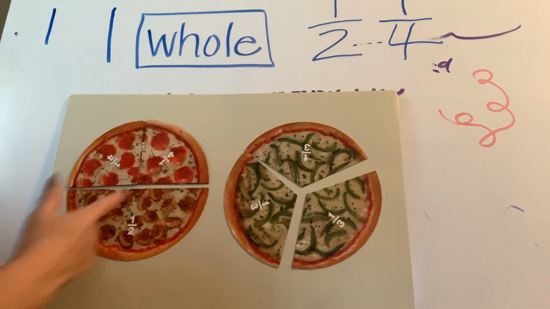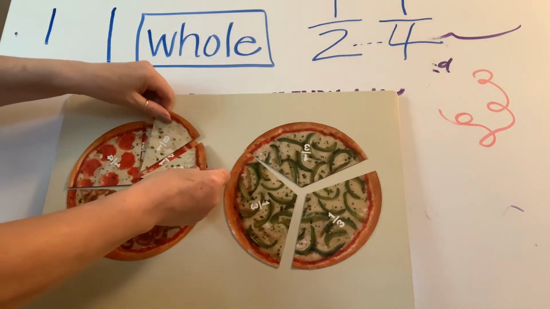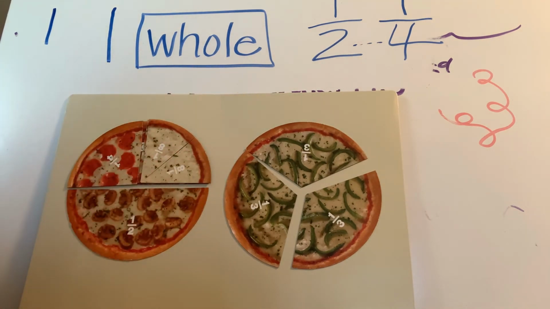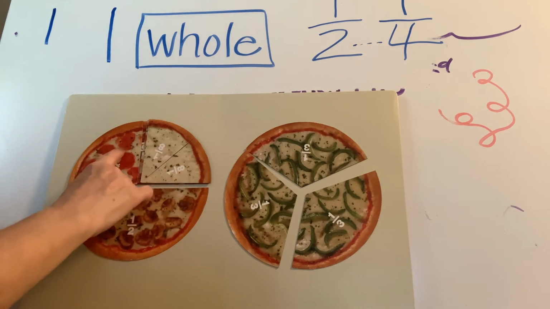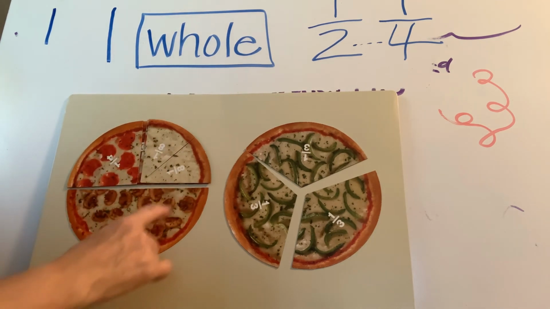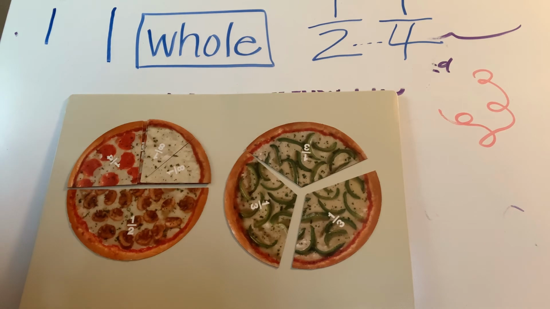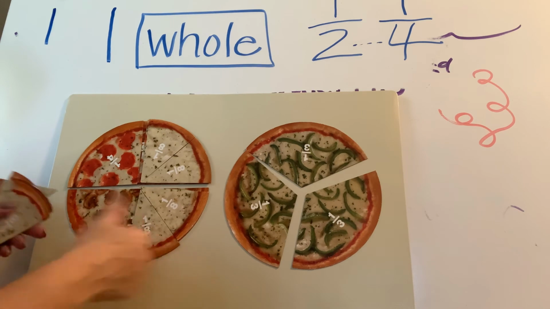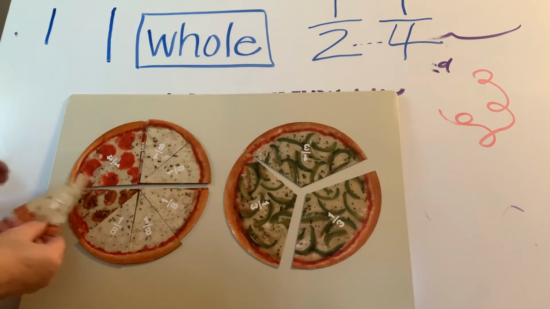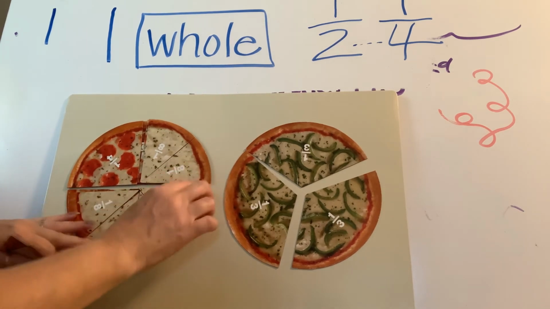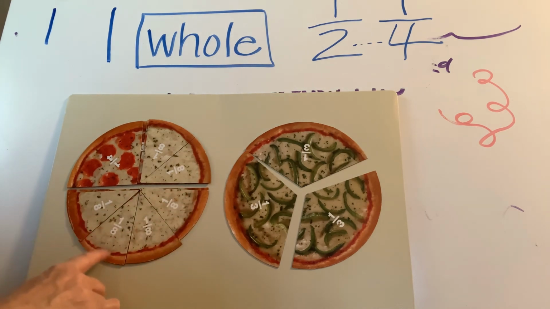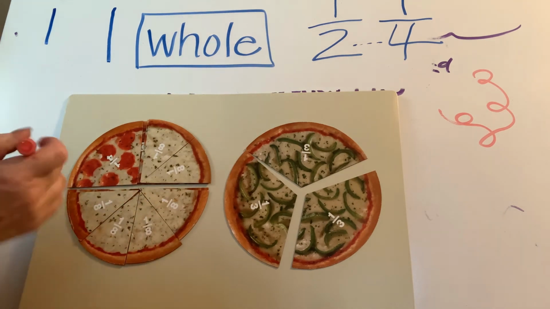Now, what if I cut each one of those in half? What would that be? They would be 8ths. 1, 2, 3, 4, 5, 6, 7, 8. If my pizza was cut all the way around, I would have 8 slices. Now I'm going to cover up the half. How many 8ths with a TH are in 1/2? 1, 2, 3, 4. And look what happens when I write 4 over 8.